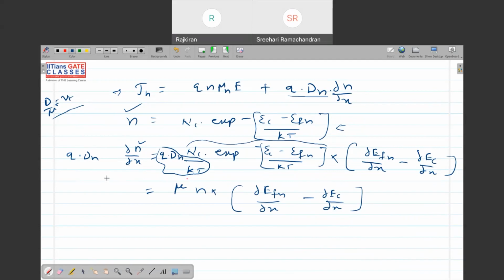Now we know q n mu n into electric field is the drift current. This is my diffusion current, and this total is my diffusion current.